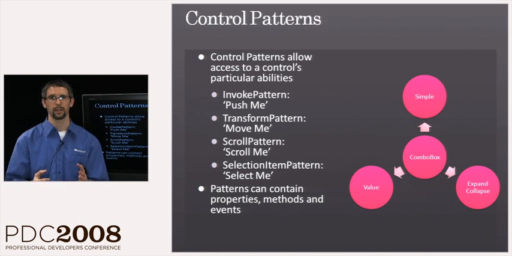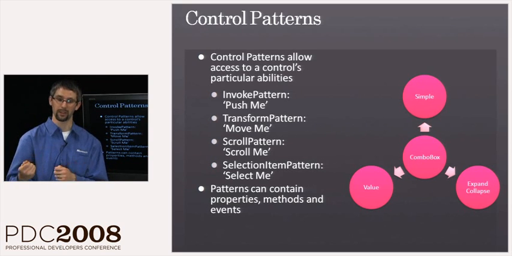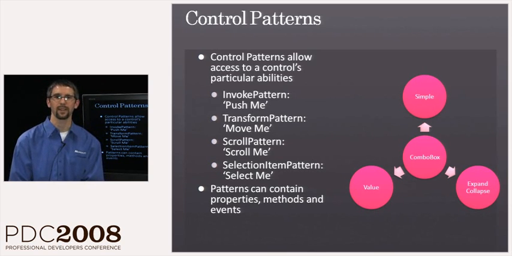So they provide access to a control's unique abilities, the abilities that make it different from other controls. So for instance, there's no control pattern for button. Instead, you have an ability, invoke. Buttons can be invoked, so buttons expose the invoke pattern. The invoke pattern says, I can be pushed. The transform pattern says, I can be moved. A scroll pattern says, I can be scrolled. And a selection item pattern says, I can be selected. So you choose the control patterns that make sense for your particular control and expose those.